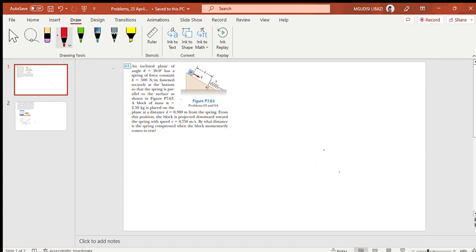And they are saying that a block of mass m equal to 2.5 kilograms is placed on the plane at a distance d, which is 0.3 meters from the spring. From this position the block is projected downwards towards the spring with a speed v equal to 0.75 meters per second. By what distance is the spring compressed when the block momentarily comes to rest? So they want by what distance will the spring be compressed when the block momentarily comes to rest.